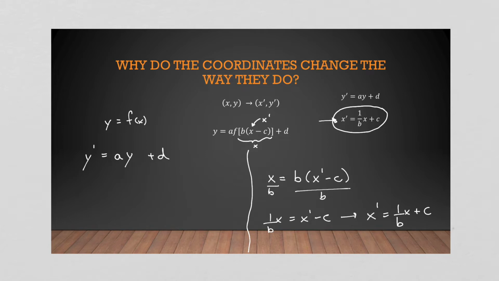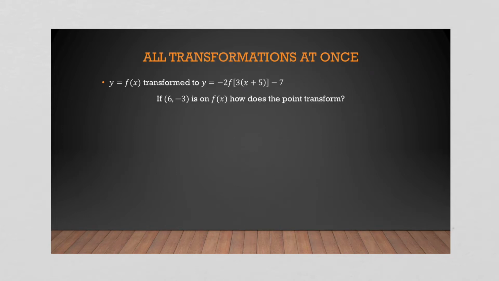Now let's actually look at them in action. So here we have our original f of x function. It's transformed into this beauty right here. So we've had some transformations. Now, if the point 6, negative 3 is on my original, what is on my transformed function? So let's do this with the coordinates independently. So my original y value is negative 3. Well, what are we doing to that negative 3?